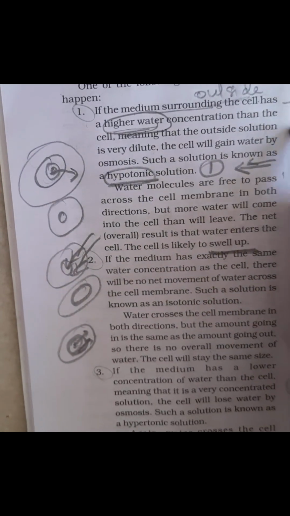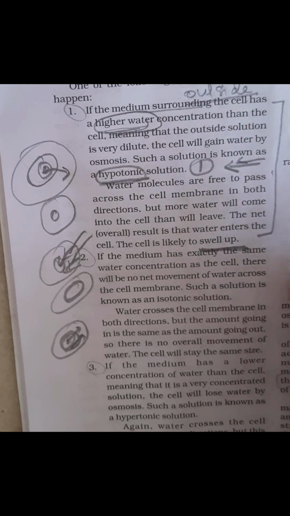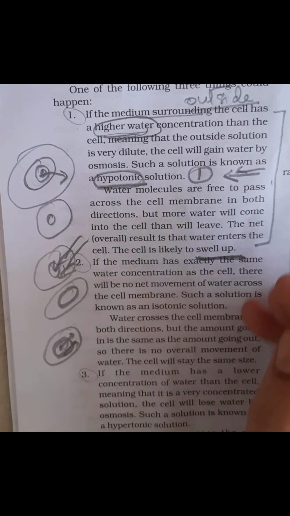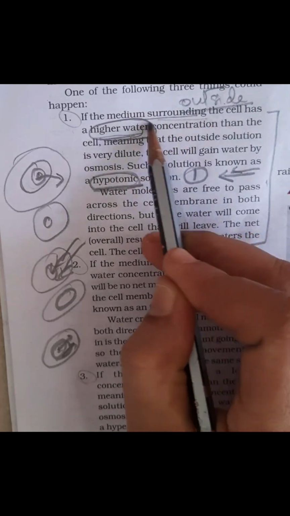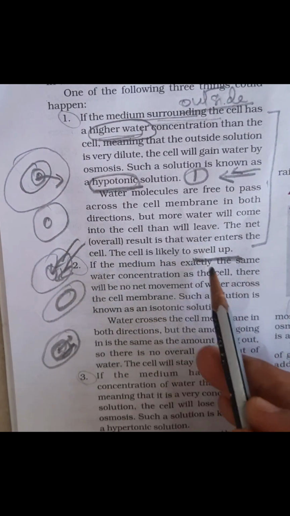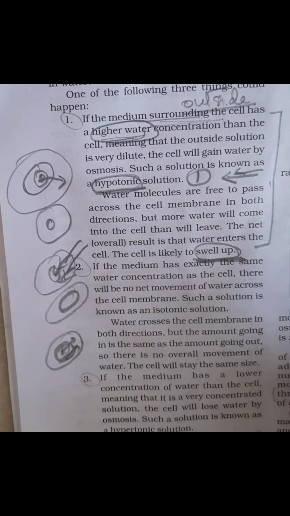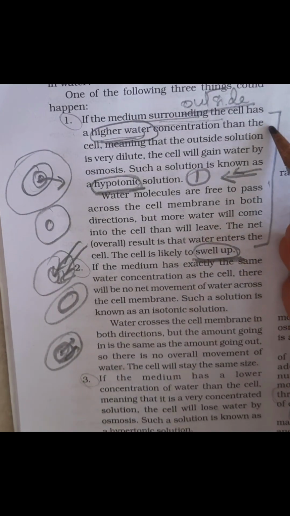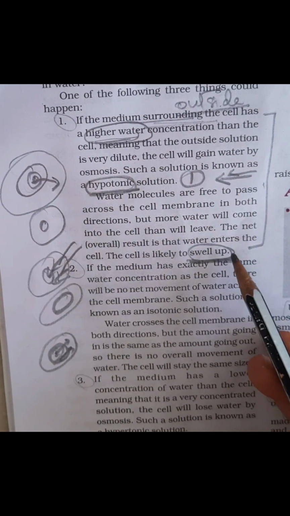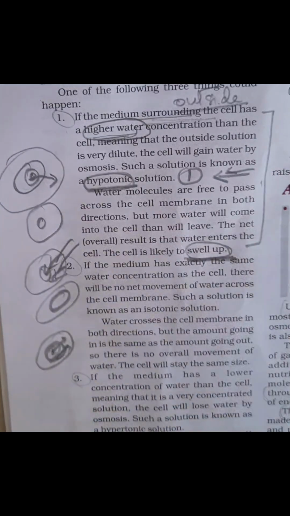So for this paragraph, the key terms are there. Outside, more water is there. So when you are preparing your notes, write down hypotonic solution. After hypotonic solution, more water outside, water will move from outside to inside, and the cell will swell up. So these 4 points you need to remember. More water outside, then water is moving from outside to inside the cell, and the cell is swelling up for hypotonic solution.